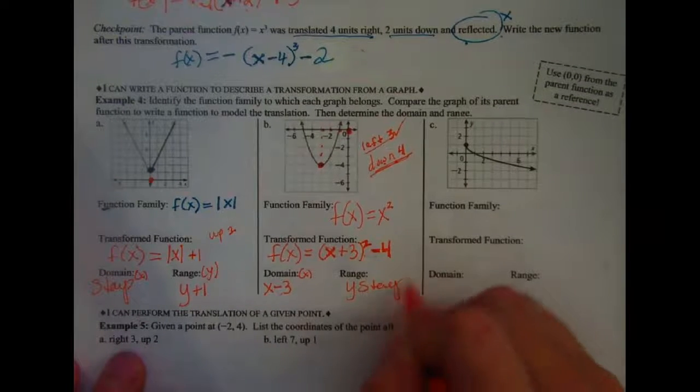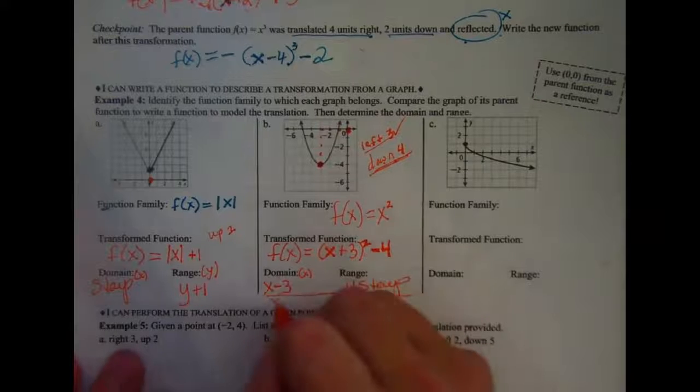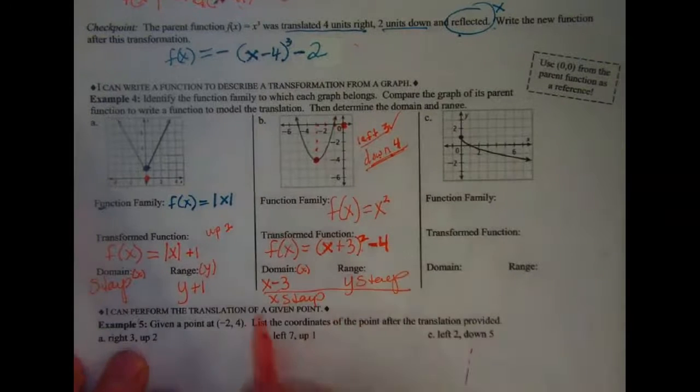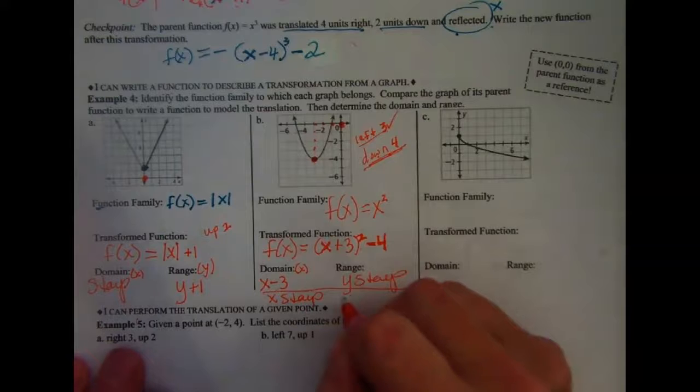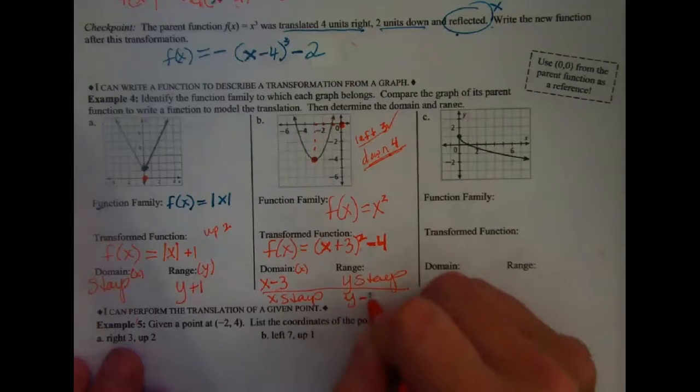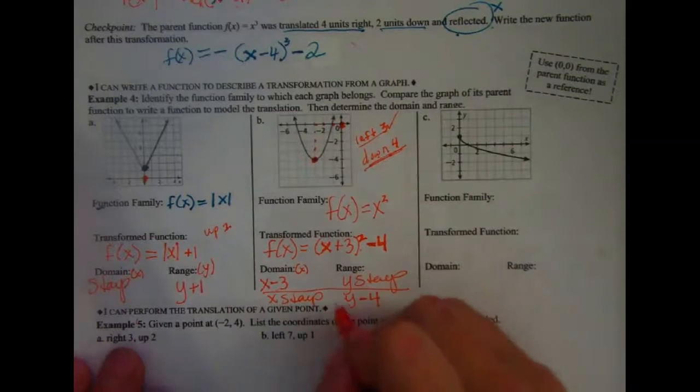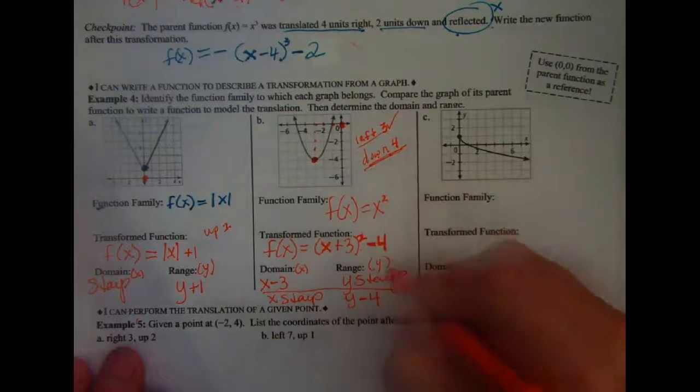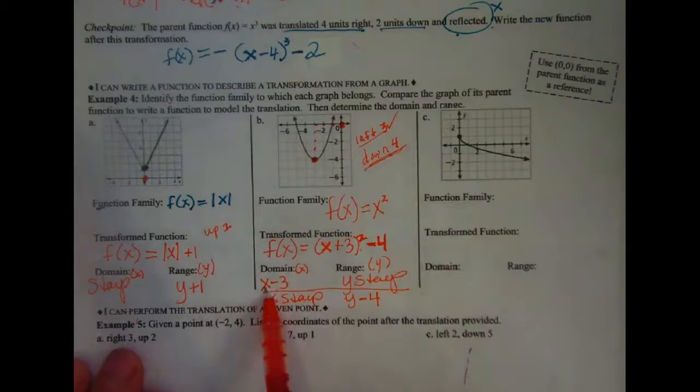And then the second one, x stays. I'm writing these in order because we might have to do 2 steps. And then you would take y minus 4. That's for the range. So because there were 2 moves, I listed what happens to the domain first, which would be this, and then what happens to it next, which would be that.